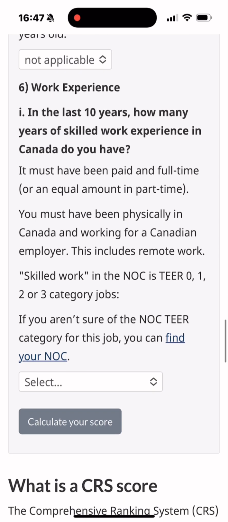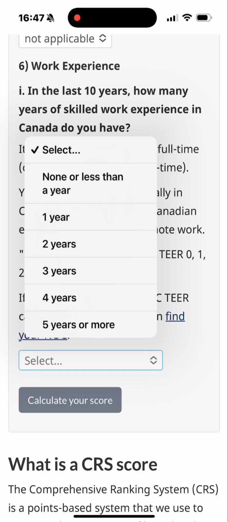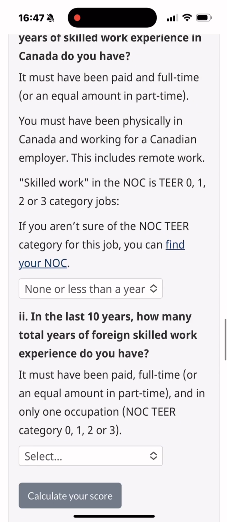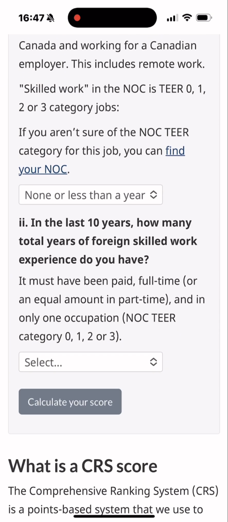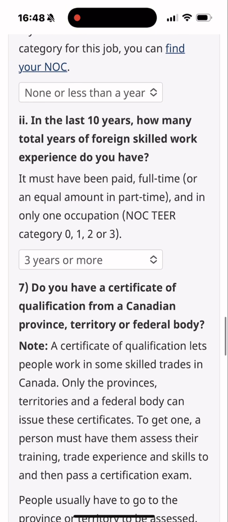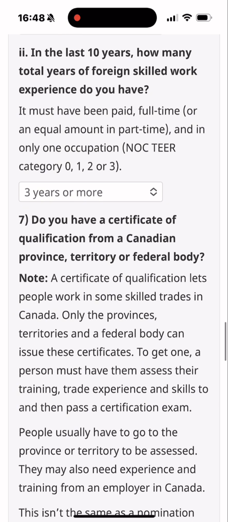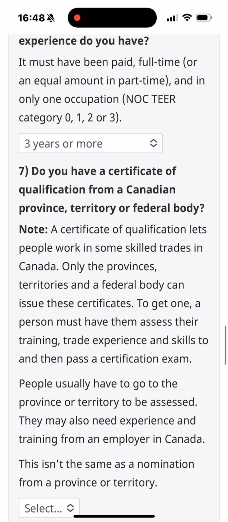For work experience, it asks, in the last 10 years, how many years of skilled work experience do you have in Canada? For the basic scenario, most times people don't have Canadian work experience, so I put none or less than a year. Then, in the last 10 years, how many total years of foreign work experience do you have? Like, how many years of experience do you have outside of Canada? I put 3 years or more as a basic standard. It's always better to have at least 3 years or more.